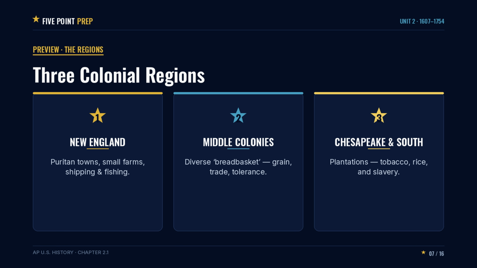England's colonies weren't one thing. They formed 3 distinct regions, and you'll compare them all unit long. New England, settled largely by Puritans, had small farms, tight-knit towns, and economies built on shipping, fishing, and timber. The middle colonies were the diverse breadbasket, growing grain, trading actively, and tolerating many religions and ethnic groups. And the Chesapeake and southern colonies were plantation societies, growing tobacco and rice with enslaved labor. 3 regions, 3 very different societies. That's Topic 2.3.